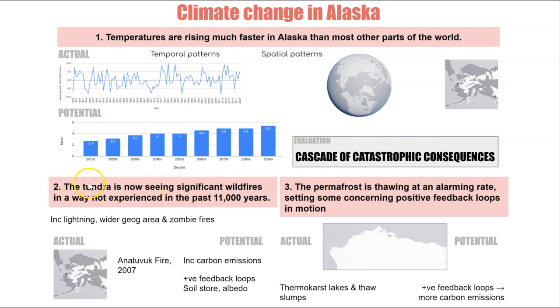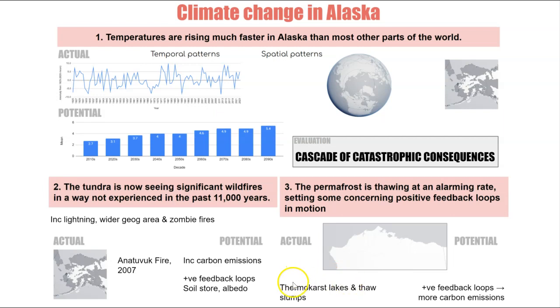So the first one: the tundra is seeing significant wildfires not experienced in the past 11,000 years. So increased amount of lightning covering a wider geographical area, including these Duff-related zombie fires. Our actual example of this was the Anaktuvuk fire in 2007. The potential in the future is these positive feedback loops, the one we want to avoid. The soil store decreasing, giving off more carbon, the albedo being affected, the shrubs absorbing more heat, leading to localized warming, reinforcing the change. And the second catastrophic consequence is the permafrost thawing, not melting, thawing at an alarming rate with some positive feedback loops.